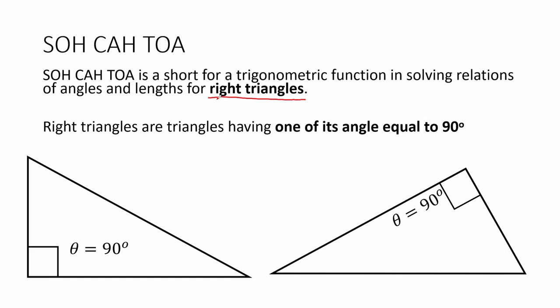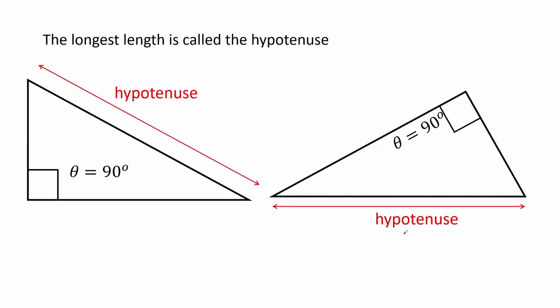We can recall that the definition of a right triangle is having one of its angles equal to 90 degrees, as shown by the figures here. A triangle may be oriented in various positions, and as long as one of the angles is equal to 90 degrees it is considered a right triangle. The longest length in a right triangle is called the hypotenuse, and it can easily be obtained by examining the triangles as shown here.